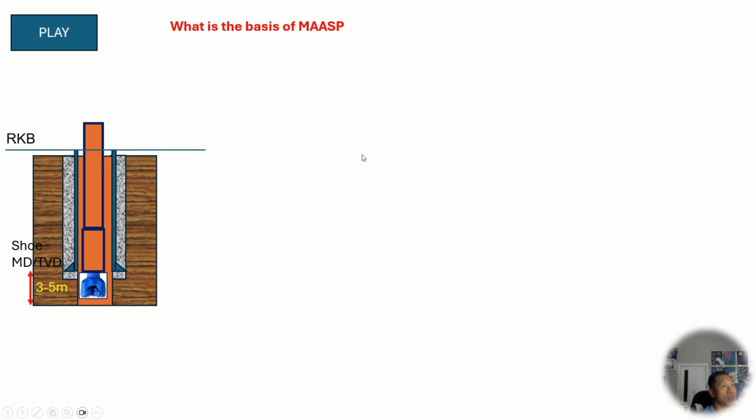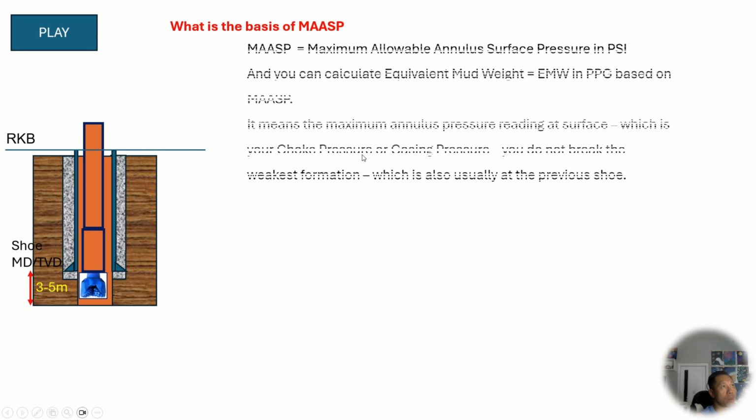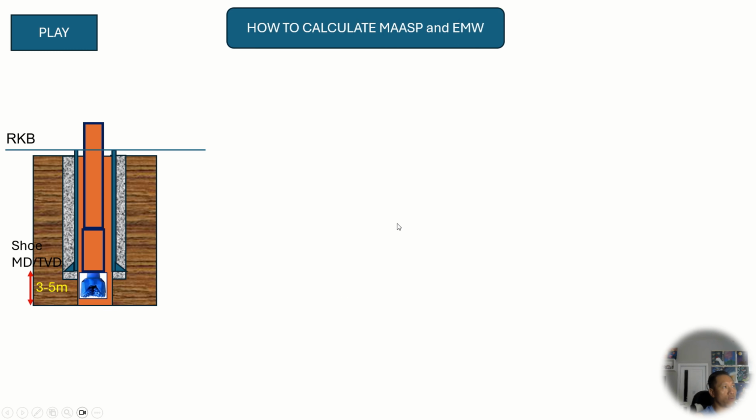First of all, let's define MAASP. What is it? It is the maximum allowable annular surface pressure reading on the choke pressure gauge or casing pressure gauge that doesn't break the weakest formation, usually at the previous shoe. And we can always work out the equivalent mud weight at the shoe from MAASP.